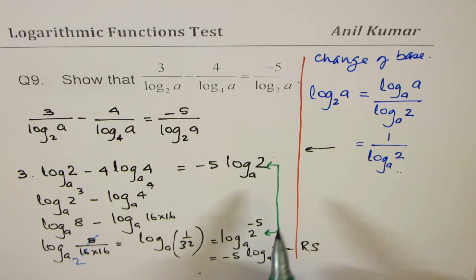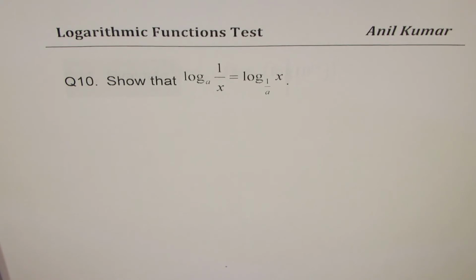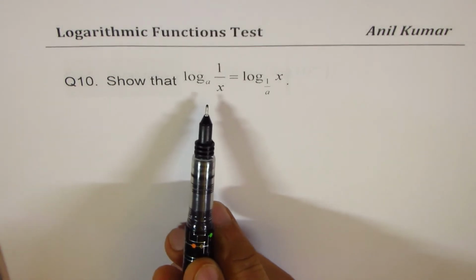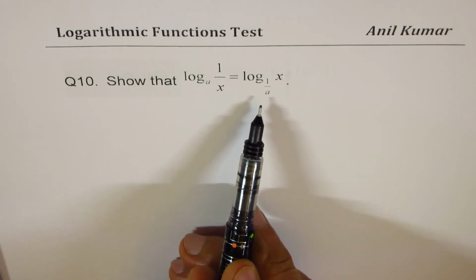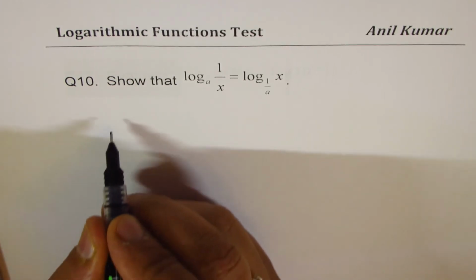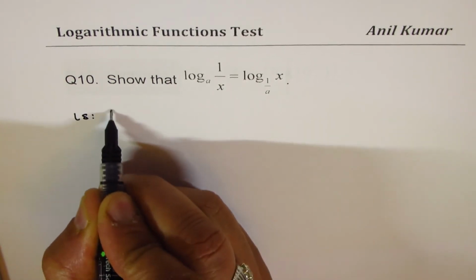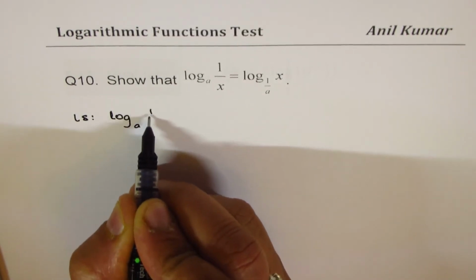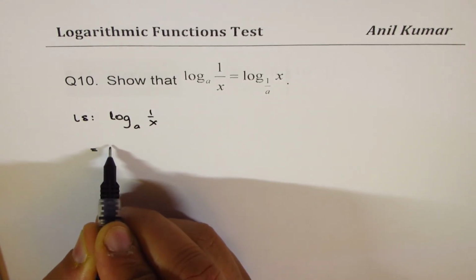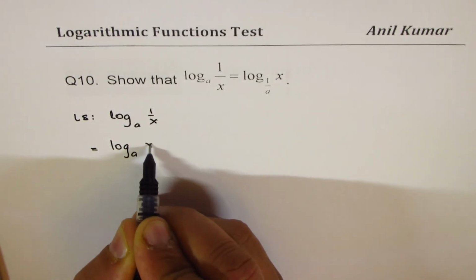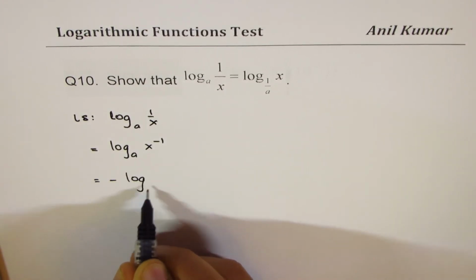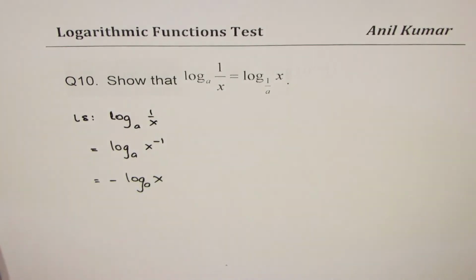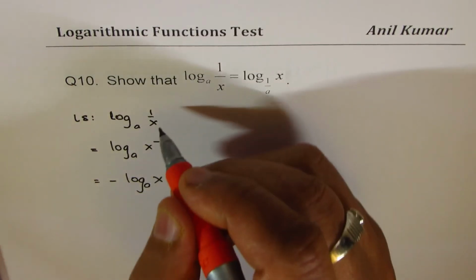Do you see that? So that is how you could prove it. Perfect. Question number 10. Show that log to the base a of 1 over x equals log to the base 1 over a of x. So let's do the left side first, which is log to the base a of 1 over x. I could write this as log to the base a of x to the power of minus 1. Using power rules, we can write this as minus log to the base a of x, right? Now, that is the left side.